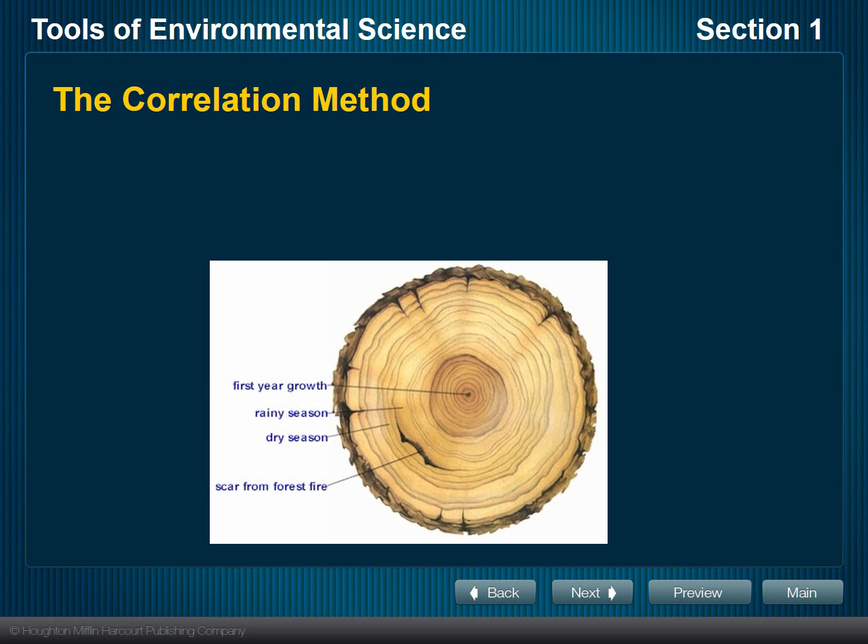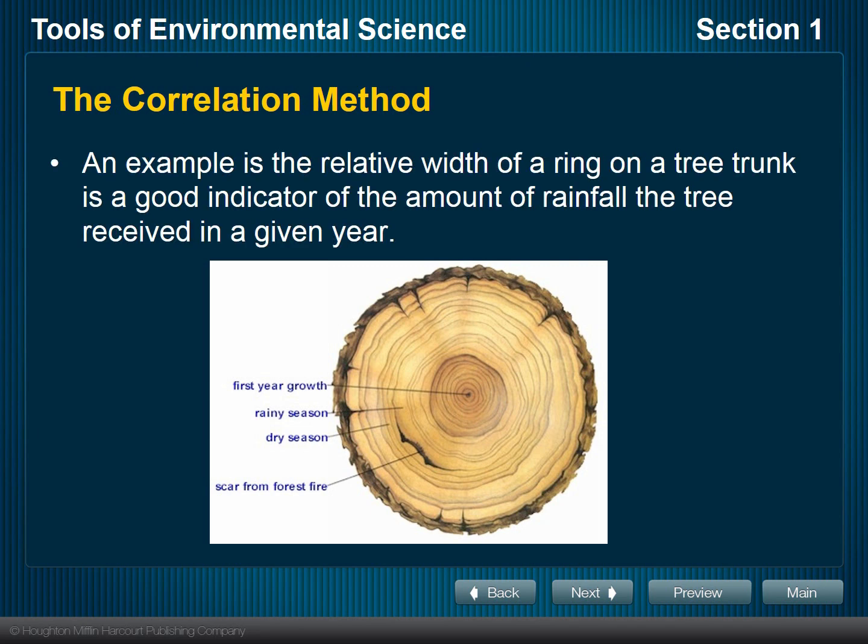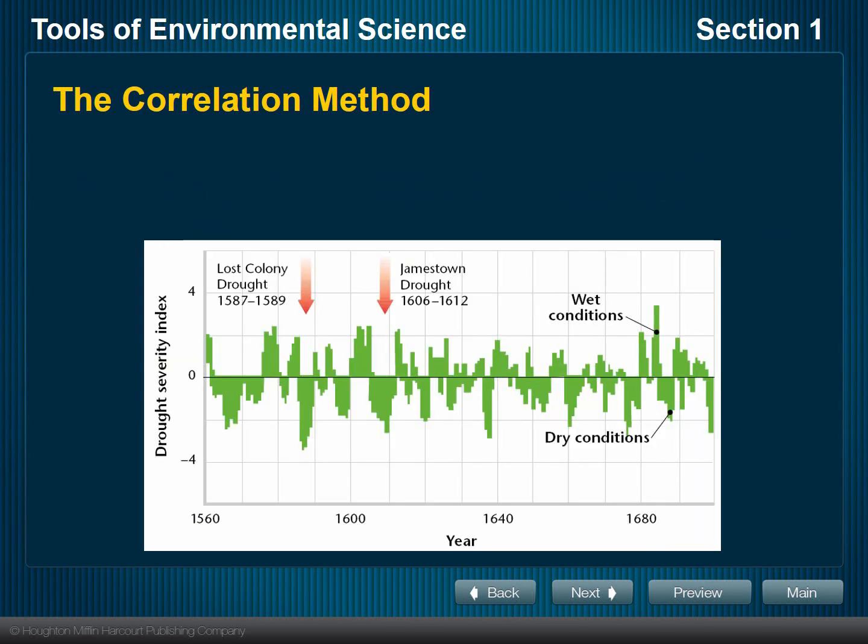A better example of correlation is a ring on a tree trunk. The relative width of a ring on a tree trunk is a good indicator of the amount of rainfall the tree received in a given year. Trees produce wide rings in rainy years and narrow rings in dry years.